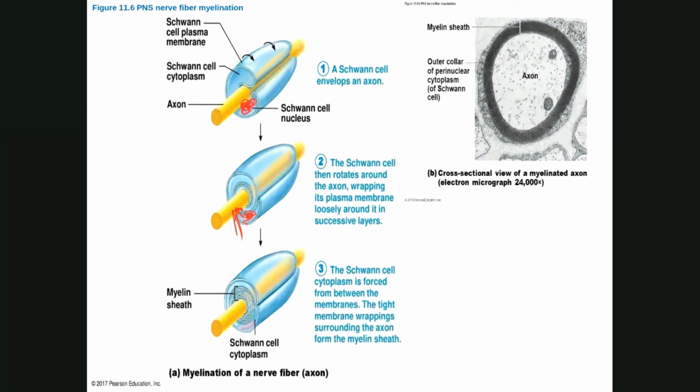But some literature says the Schwann cells help in minimal repair of this axon if there is any damage. The Schwann cells help in minimal repair of this axon if there is any damage.